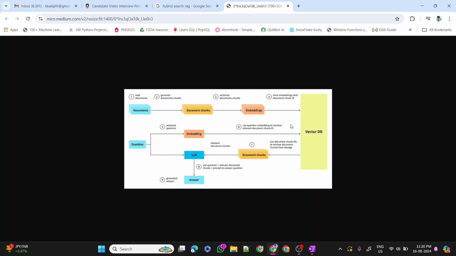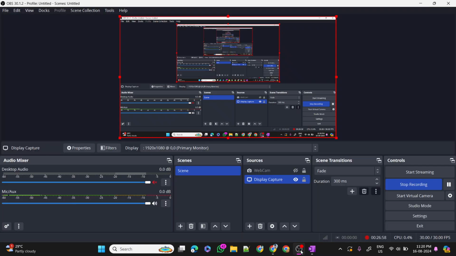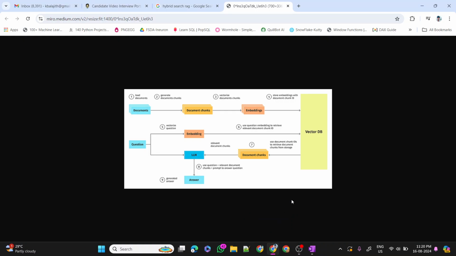The hybrid search is working in this area to get the relevant context from the vector DB. I think after seeing this diagram, you can easily understand.